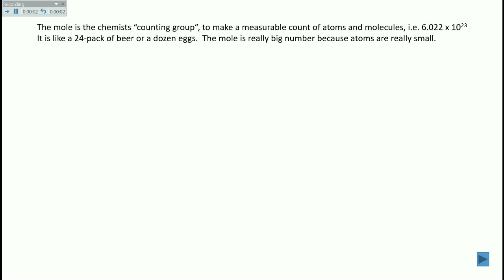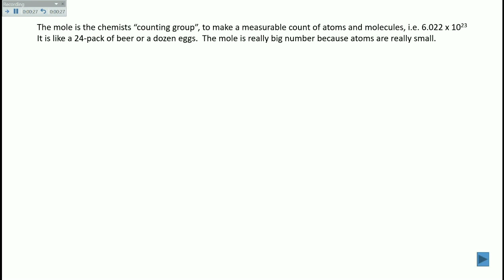In this video, we're going to look at using moles, which are the chemist's counting group, and to relate moles to mass of a sample, and to relate moles to number of atoms in a sample. Now, the mole, the chemist's counting group, is necessary because atoms and molecules are obviously too small to manipulate in any sort of reasonable way in a laboratory.